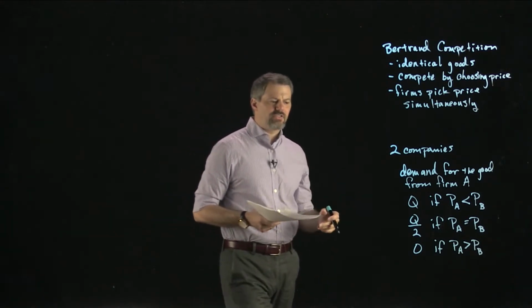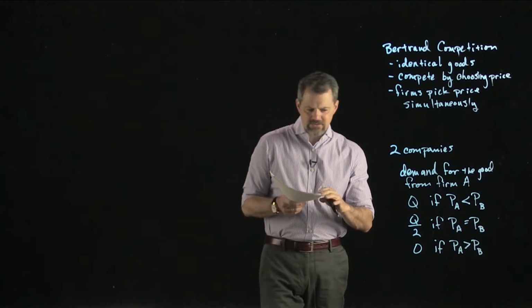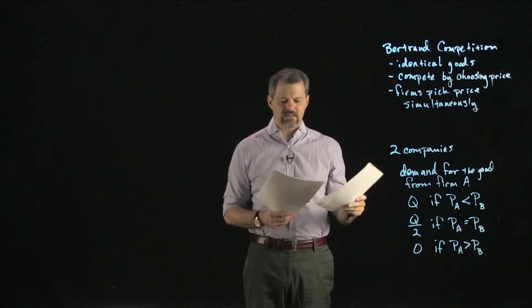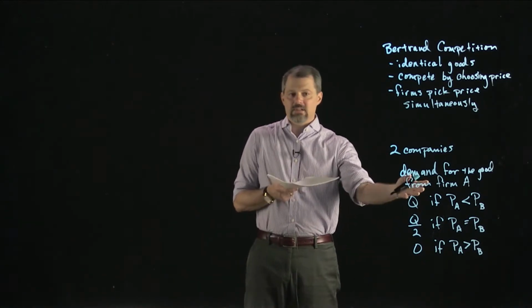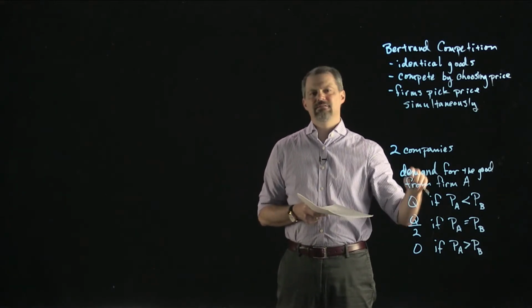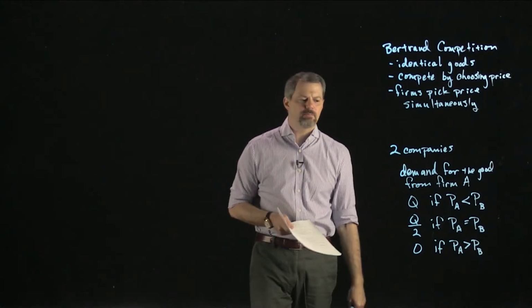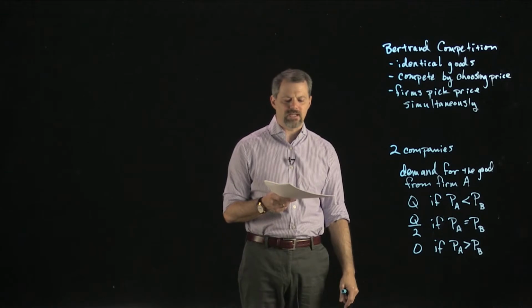We're also assuming here that quantity doesn't depend on price. That's really just a simplifying assumption, so don't worry too much about that at all. Demand for B from firm B would look very similar. They will sell all of the quantity if firm B's price is less than firm A's, they'll sell half of it if they have the same prices, and they'll sell nothing if firm B has a higher price than firm A.